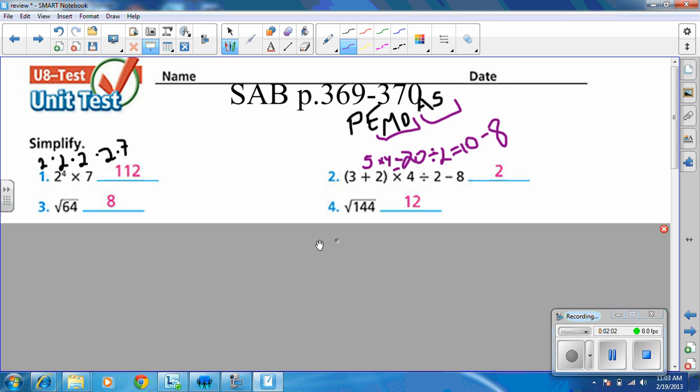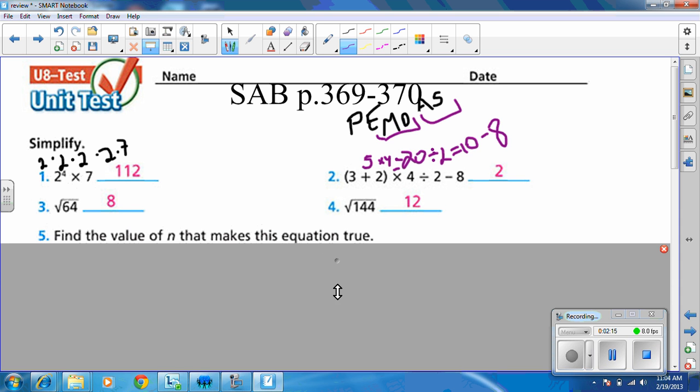Square root of 64, it's what number times itself equals 64? 8. 8 times 8 is 64. 144, what number times itself is 144? Guess and check is one of the easiest strategies for these.